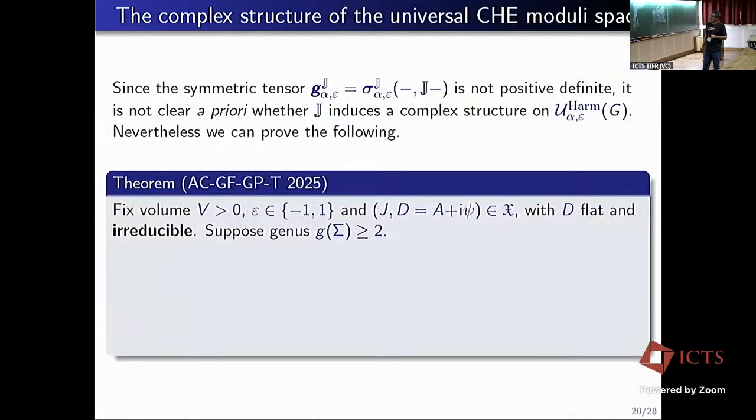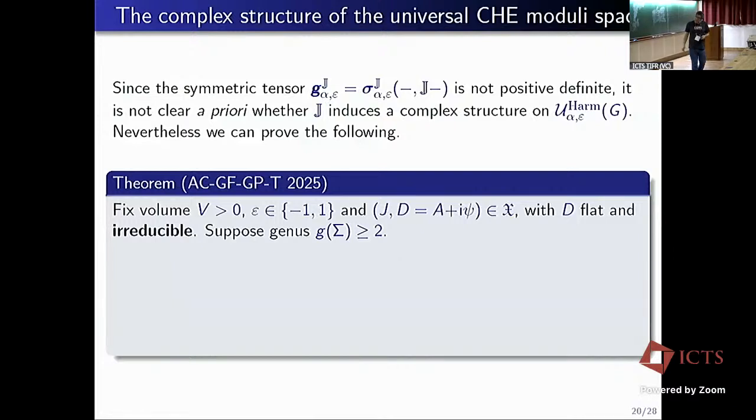So I was saying that this symmetric tensor is not positive definite, sorry, it is indefinite. And so a priori, symplectic reduction doesn't give you a complex structure on the reduction. Still, we can work with some deformation theory infinitesimally and see that we get something for very small alpha. So in the weak coupling limit.